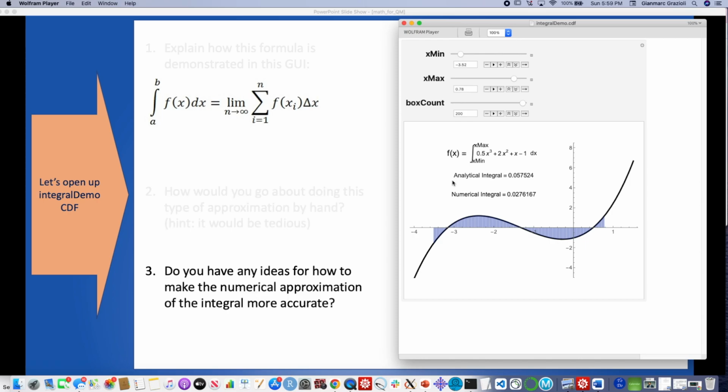And of course, we've already talked about this at length as well. How could we make the numerical approximation of the integral more accurate? Well, more boxes, right? The more boxes we can pack in there, the more accurate it's going to get. And of course, there are different numerical techniques. If you look up the trapezoid rule, you'll see a way to do it with trapezoids that's better. Simpson's rule. There are a few of these things. So I encourage you to look these things up if you find that interesting.